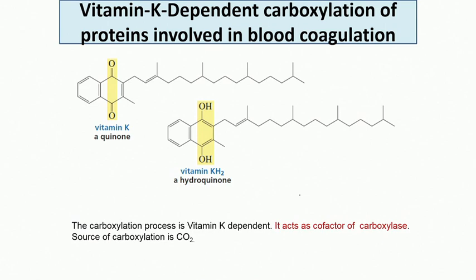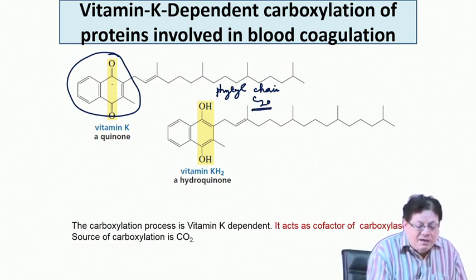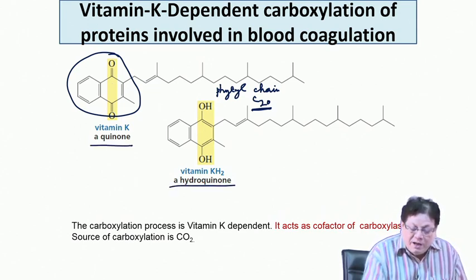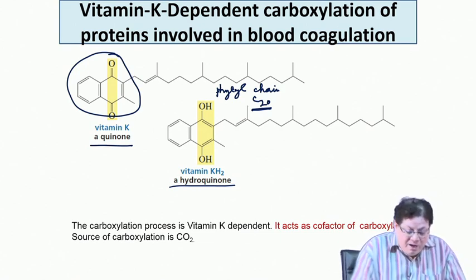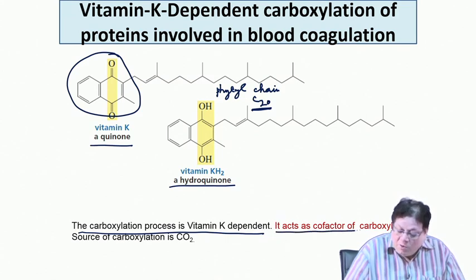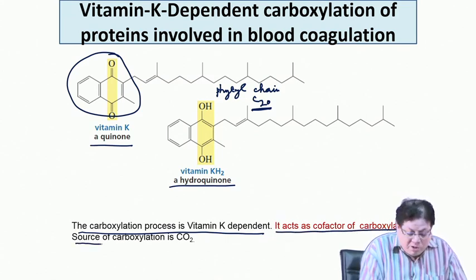Let us see the structure of vitamin K. Vitamin K has a quinone moiety attached to what is called a phytyl side chain. It is a C20 side chain, made of 20 carbon atoms. This is the oxidized form, a quinone, and in the reduced form it is a hydroquinone, where you can have OH and OH here. The carboxylation process is vitamin K dependent and it acts as a cofactor for the carboxylase.